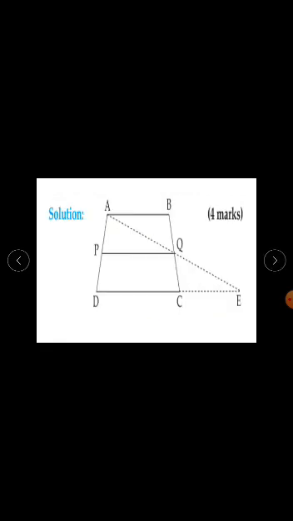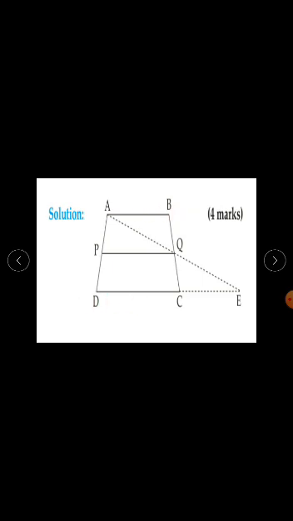So what is given? Quadrilateral ABCD is a trapezium and AB is parallel to DC. P is the midpoint of AD and Q is the midpoint of BC, given. You have to prove that PQ is parallel to AB and PQ is half of AB plus DC. This you have to prove.